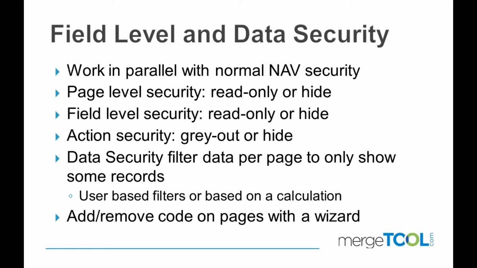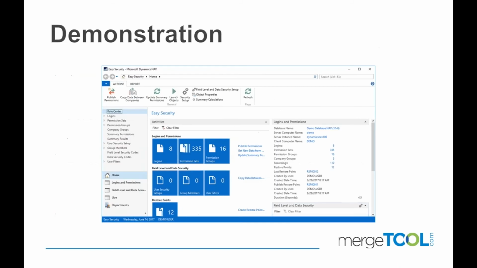Field level and data security is the other part of our solution, and it works in parallel with normal NAV. It will allow people to have access to edit a customer, for example, but be able to control the individual fields in there. We can control pages. We can make them read-only or hide them. Maybe you want people to create sales orders, but you don't want them to create credit memos. There's not a lot of difference in the data access you need. There actually is no difference, but you need to use a different page, and you can make the credit memo and invoice pages show up read-only, and the sales order will look normal.